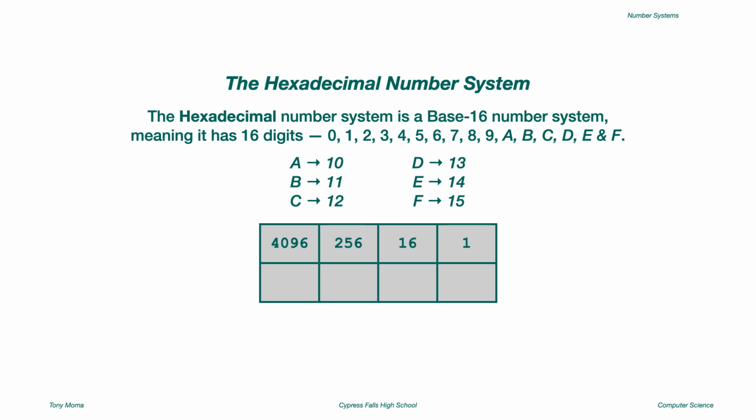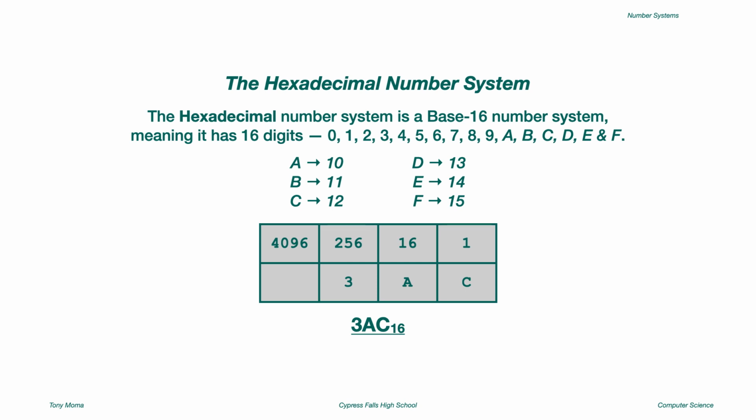Now, let's select a random hexadecimal number and see how we can use this table to convert it to decimal. For example, 3AC base 16. Once again, the rightmost digit, put in the far right column, followed by the second rightmost digit, then the third rightmost digit. Now remember, the letter A represents 10, and the letter C represents 12.